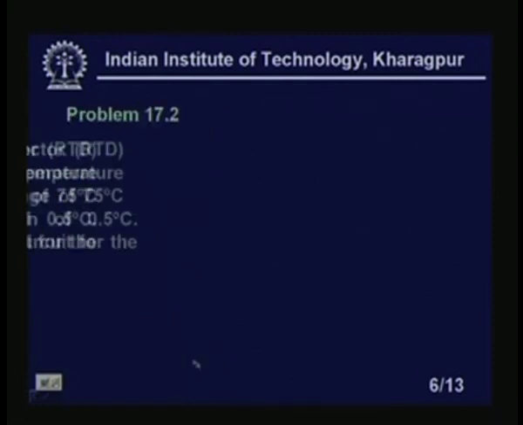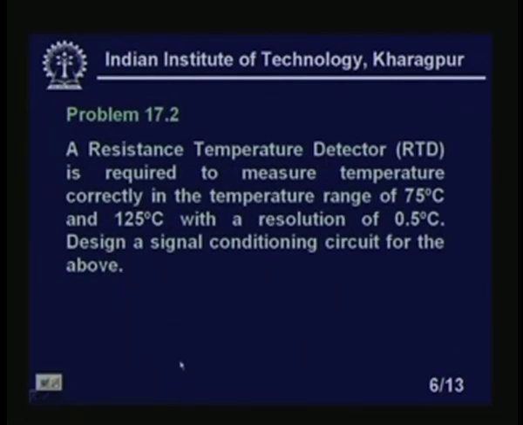So, now let us go to problem number 2, 17.2. Problem number 17.2 is telling that a resistance temperature detector, RTD, is required to measure the temperature correctly in the temperature range of 75 degree centigrade and 125 degree centigrade with the resolution of 0.5 degree centigrade, right. This is the range. I will not measure below 75. This is very common in industrial problems, that we will not always necessarily measure from 0 degree centigrade to 30 degrees. So, there is a particular range.